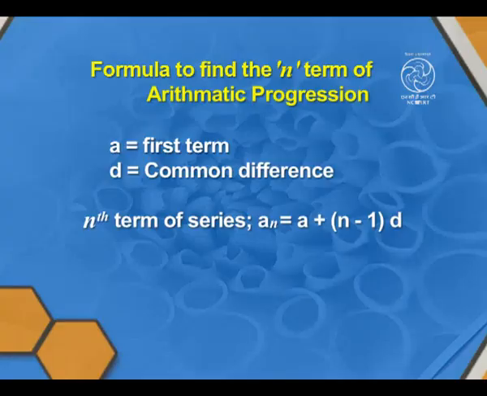If you observe this pattern, we can find the formula for the nth term. What will be the nth term for this series? Yes, that is a plus n minus 1 into d. So friends, we got the formula to find the nth term of the arithmetic progression. If we take a as the first term and d as the common difference, then the nth term, a n, equals a plus n minus 1 into d.